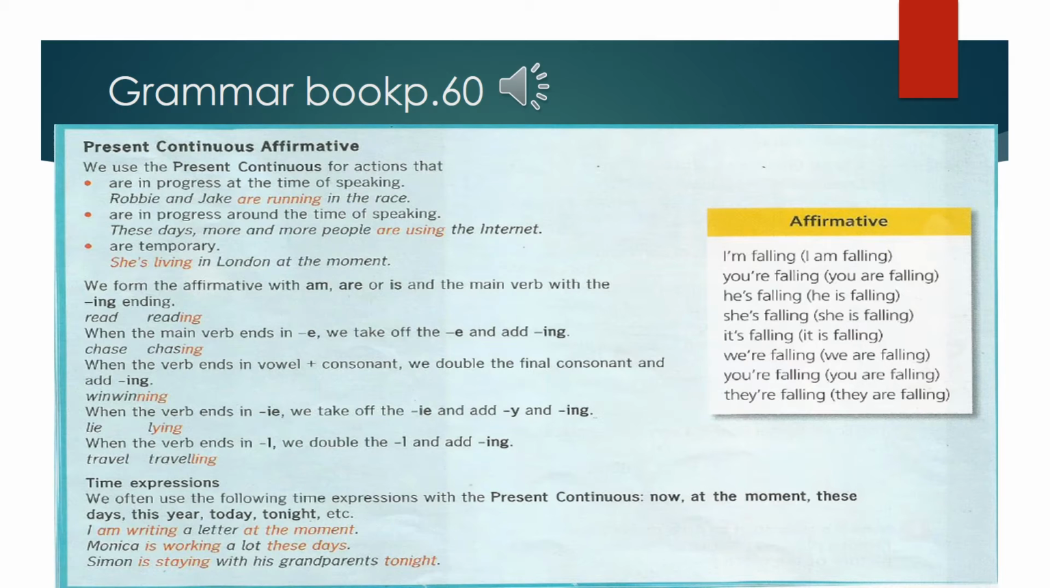Okay, time expressions. We often use the following time expressions with the present continuous. Now, at the moment, these days, this year, today, tonight, okay? I'm writing a letter at the moment. Monica is working a lot these days. Simon is staying with his grandparents tonight.